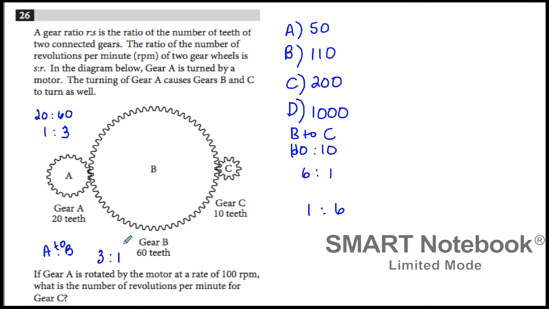So I looked at that and I noticed that gear B in both of them was 1. So that tells me that gear A to gear C is in the ratio of 3 to 6 or 1 to 2. And that means for every 100 RPMs of gear A, there need to be 200 RPMs for gear C.